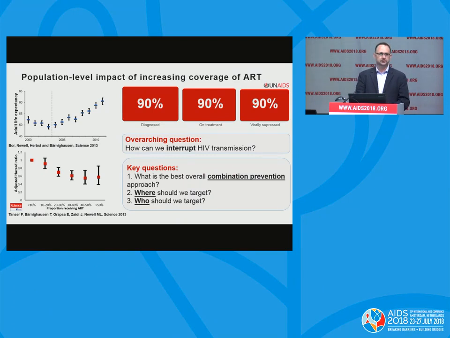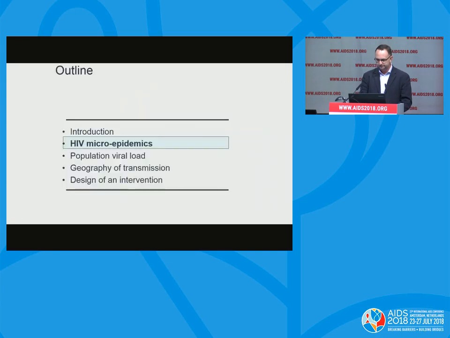And our overarching question is, how can we interrupt HIV transmission, especially given the high incidence rates that I'll show you just now in this era of access to ART. And the key questions within that are, what is the best overall combination prevention approach? Secondly, where should we target? And thirdly, who should we target? And for the basis of this symposium, I'm going to be focusing mostly on where should we target.